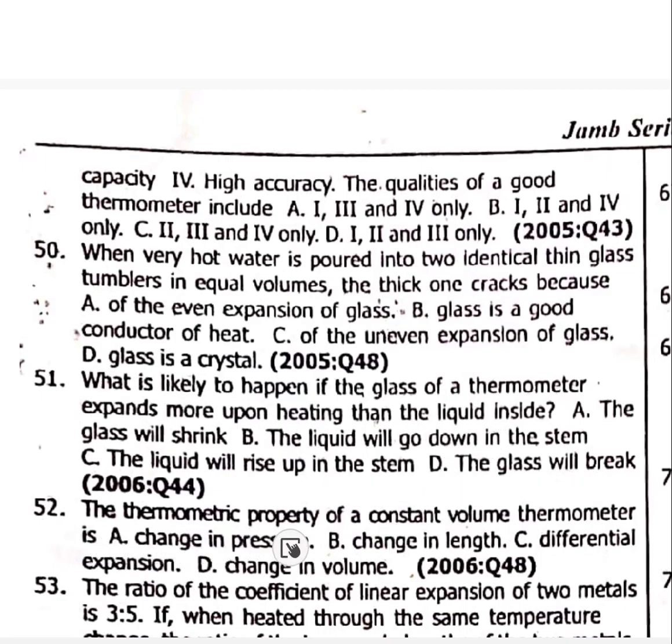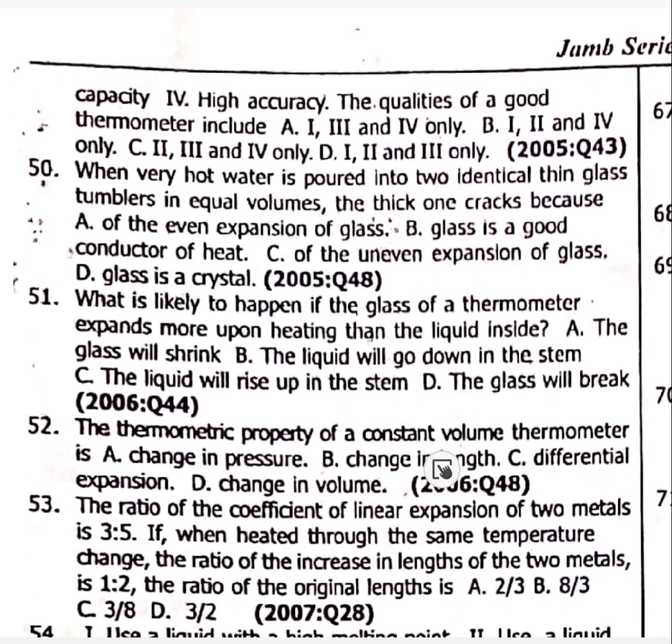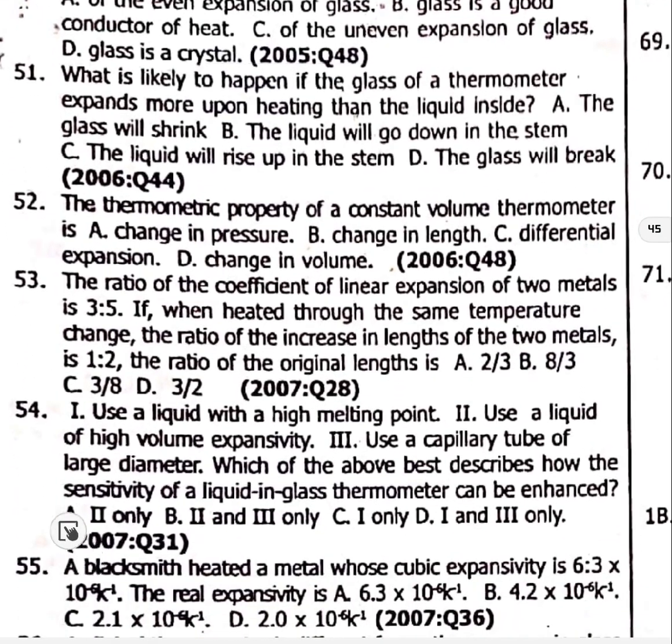52. The thermometric property of a constant volume thermometer is... The thermometer works on the principle that the pressure of a gas at a constant volume varies linearly with its temperature. So this one, 52, is option A, change in pressure. So constant volume works on the principle of change in pressure. 53 has to do with a bit of calculation.